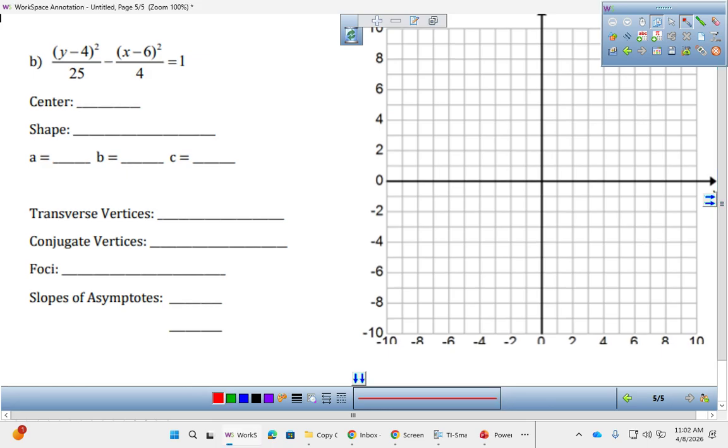All right, so we're going to start with our center, which actually isn't even part of the hyperbola. Like when I connect it, I'm not even going through the center. But the center does base everything else. So you do need to have it. So the center is opposite of what's with x, opposite of what's with y. So my center is 6, 4.